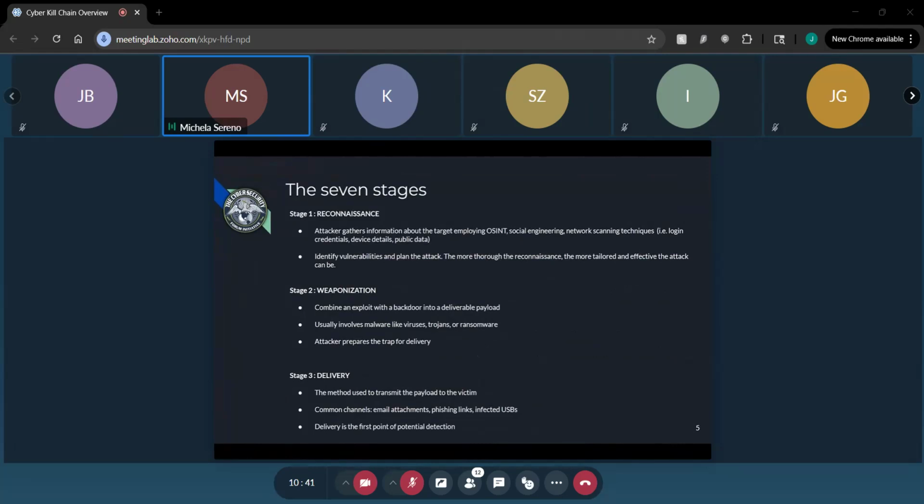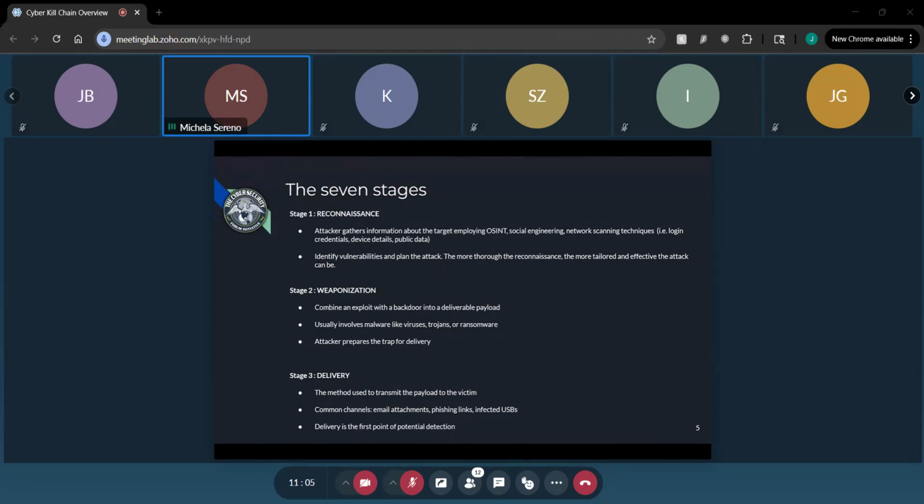Okay. So as I said, 7 stages, some say 8, but the first stage is the reconnaissance. So here the attacker gathers as much information as possible using open source intelligence, social engineering, and scanning tools to understand the target system and its potential weaknesses.